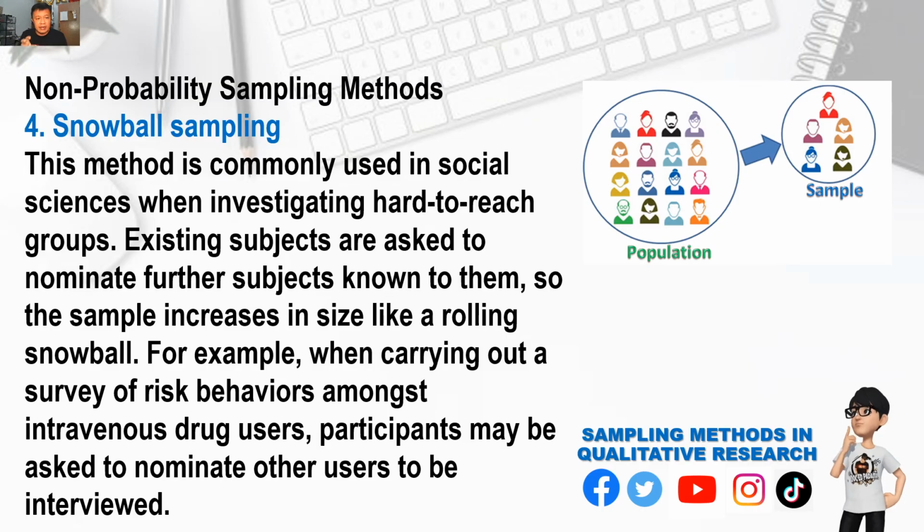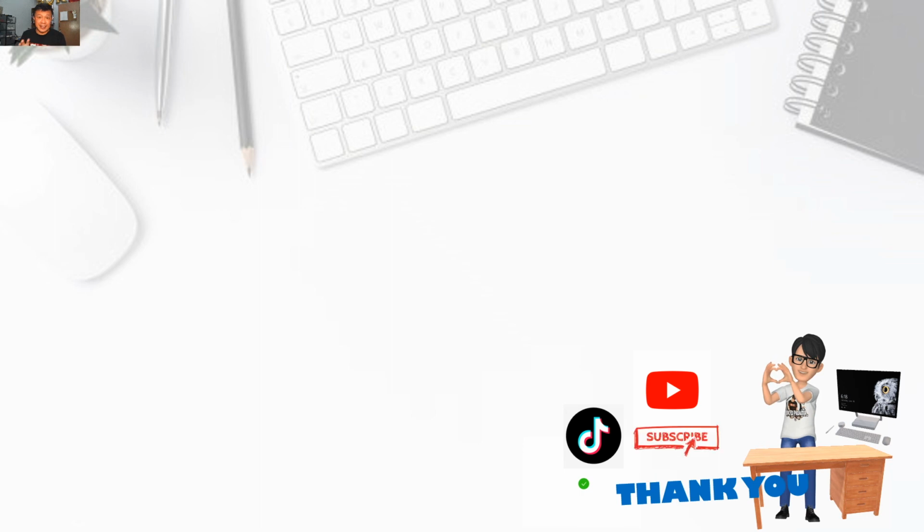For example, when carrying out a survey of risk behavior among intravenous drug users, tinutusok, participants may be asked to nominate other users because you cannot readily identify kung sino yung user, non-user ng intravenous drugs. So, ang nakakakilala nun would obviously yung gumagamit. And then, after that, mag-expand na yung respondents ninyo. Okay, so, this is where we end our discussion again regarding sampling method used in qualitative research.